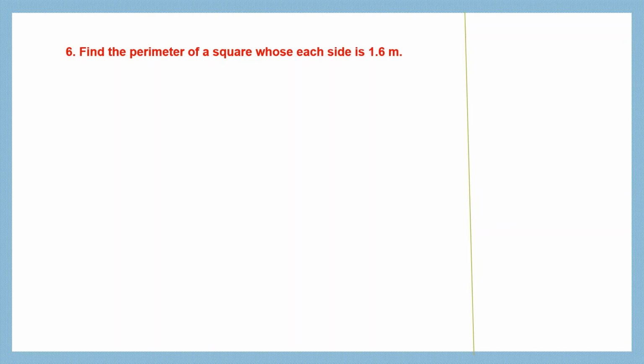Question 6. Find the perimeter of a square whose each side is 1.6 meters. So only one side is given because the square has 4 sides and all 4 sides are equal. So the side of the square given to us is 1.6 meters. We have to find the perimeter of the square. So the formula is 4 into side. So let's substitute 4 because there are 4 equal sides in a square. So 4 into side is 1.6 meters.